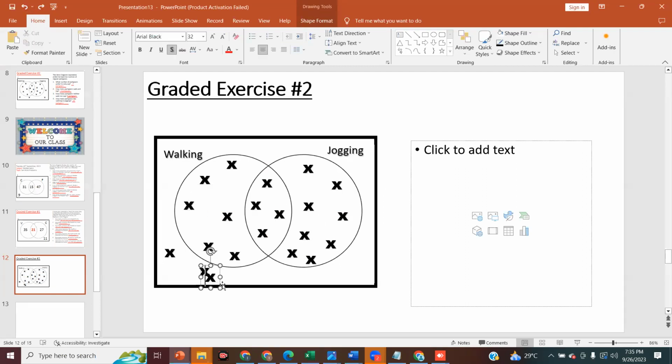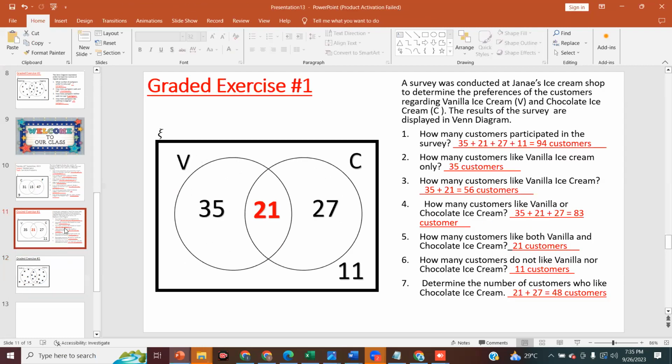Yes, Erin? The notes on the first one? You want the second one? You want this one? All right.